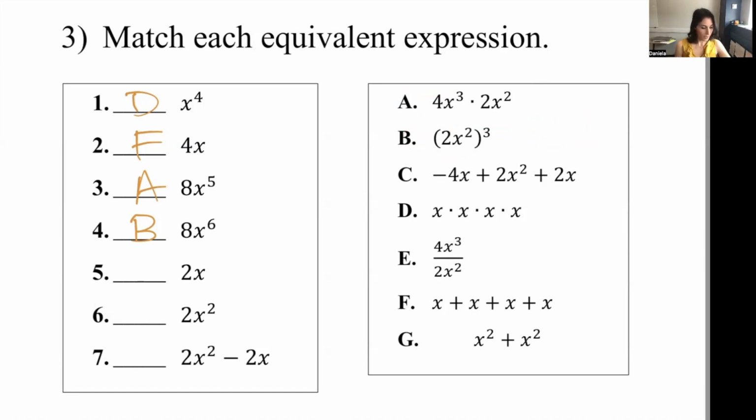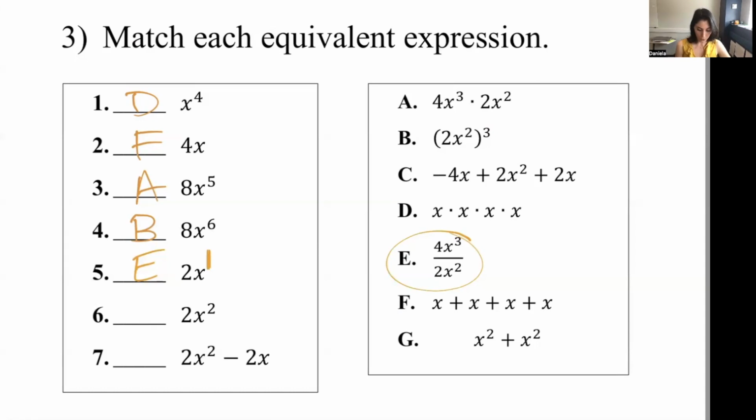So for number 5, 2 times x, that would be e. So that's the quotient rule. So 4 divided by 2 is 2. So what happens when you have exponents with the same base and you're dividing? You are going to be subtracting the exponents. 3 minus 2 is 1. There's an imaginary 1 there, right?